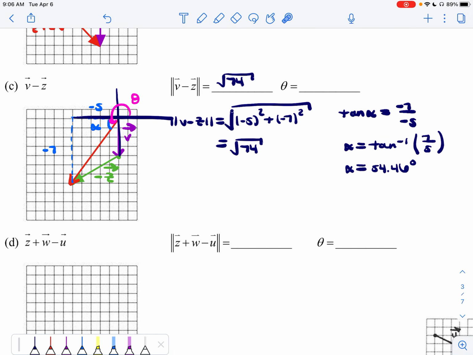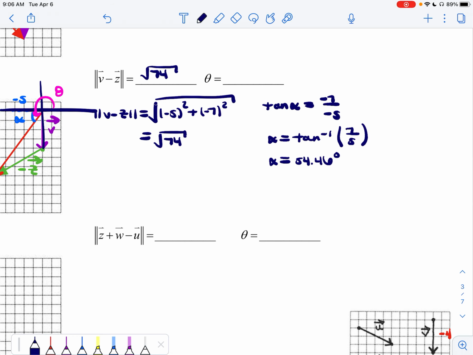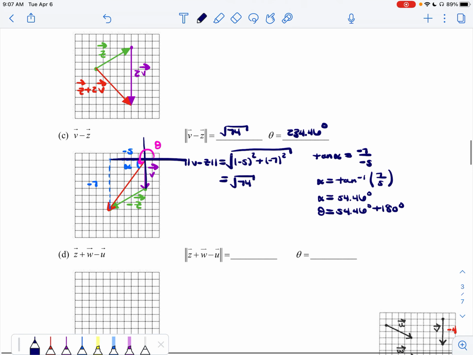Okay, but our actual answer has to be this angle theta. So since we're in quadrant 3, we're just 54.46 degrees past the 180 degree mark. So our theta is just going to be 54.46 degrees plus 180. So if we add 180 to that, we get 234.46 degrees.